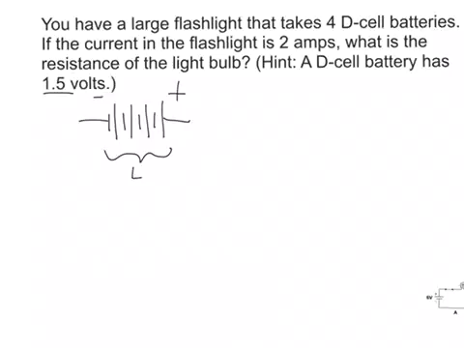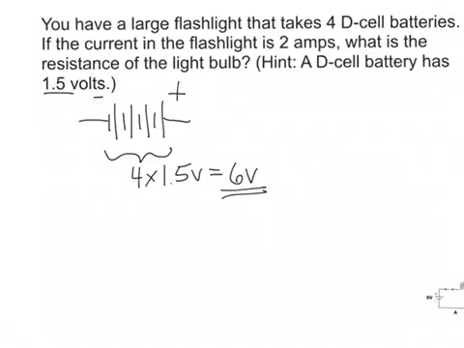So let me just backtrack: 4 times 1.5 is going to equal 6 volts. And there it is. So this entire power source with these 4 D-cell batteries is 6 volts. Now that we've got that, we can figure out what this problem was all about, which was about finding resistance.